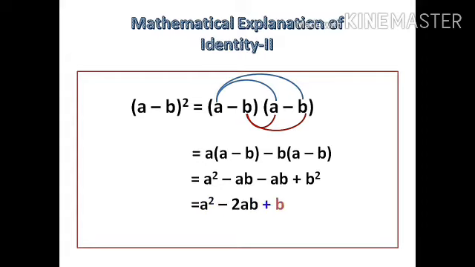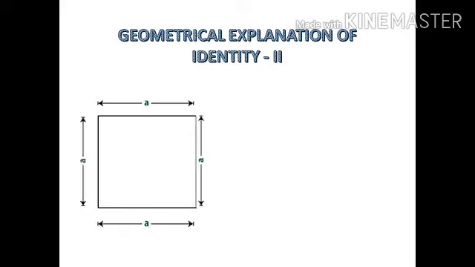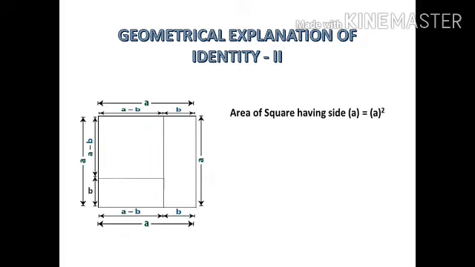Now let us see the geometrical explanation of identity 2. Let us take a square of side length a unit, then the area of this square will be a squared. Consider a point B on the side of this square such that the side length of this square will be the sum of a minus b and b.